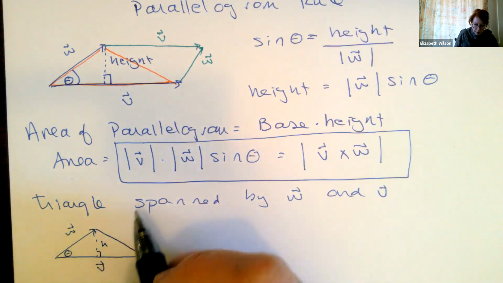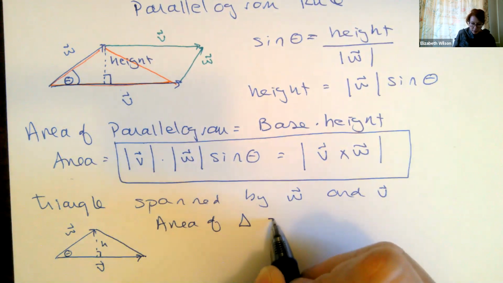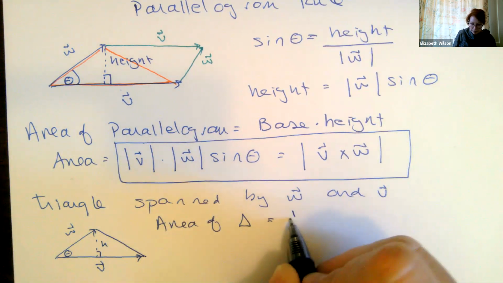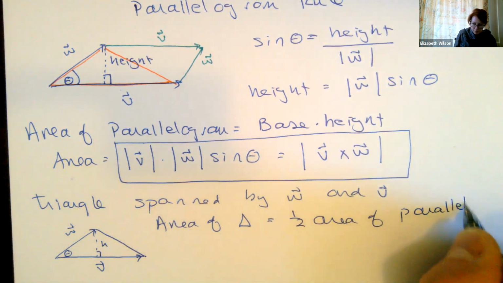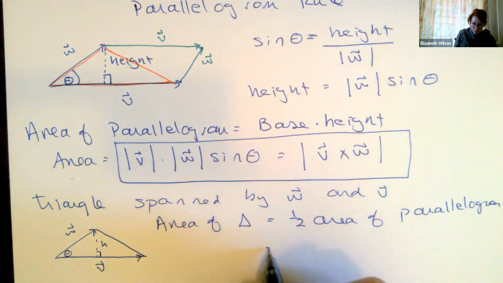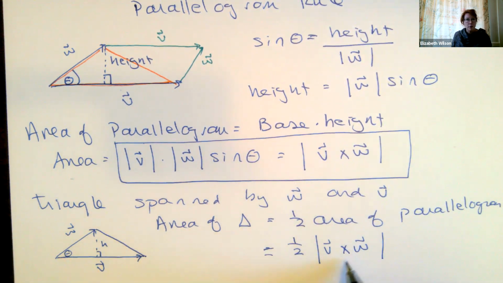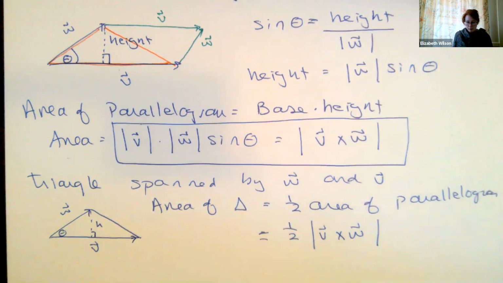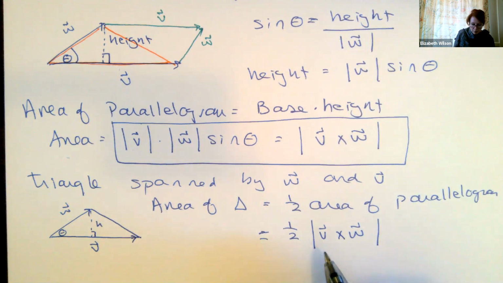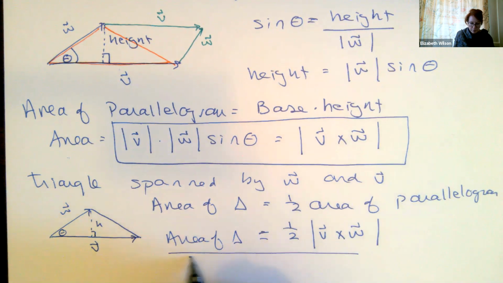So now if I want the area of the triangle, that's equal to half the area of my parallelogram. So the area of the triangle is equal to half of the magnitude of our cross product. Now it doesn't matter if I go V cross W or W cross V, because we're taking the magnitude. So don't worry if you did it the other way. It's the same when you take the magnitude. So this is the area of our triangle.